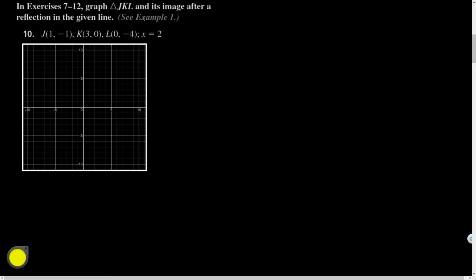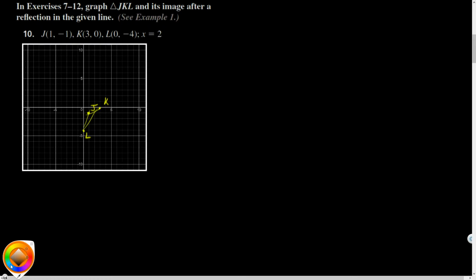Graph triangle JKL and its image after reflection in the given line. So let's see. J is at 1, down 1. There's J. K is at over 3, up 0. K. And L is at 0, negative 4. There's L. You could imagine a triangle there if I drew well.